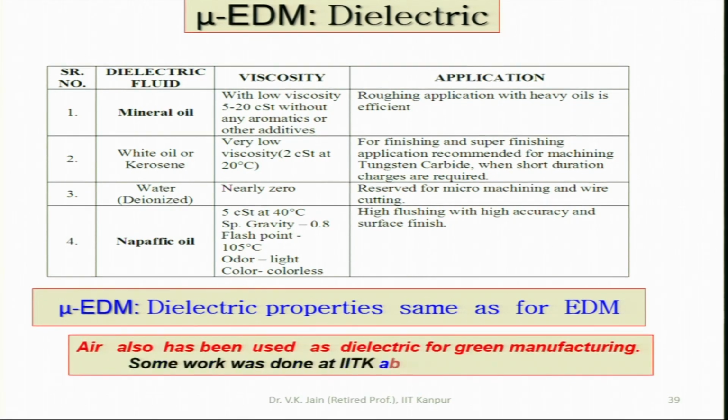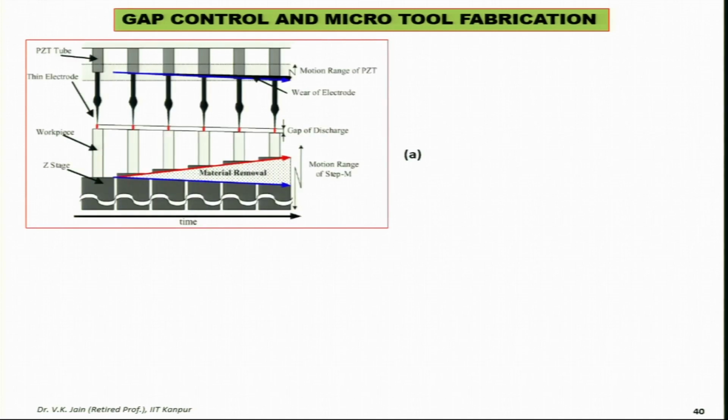Air also has been used as dielectric for green manufacturing, because this is very important as far as green manufacturing is concerned, that we use a dielectric which does not harm the environment. Some work was done at IIT Kanpur about 2 decades back on using air as the dielectric in EDMM as well as EDM. Gap control and micro tool fabrication.